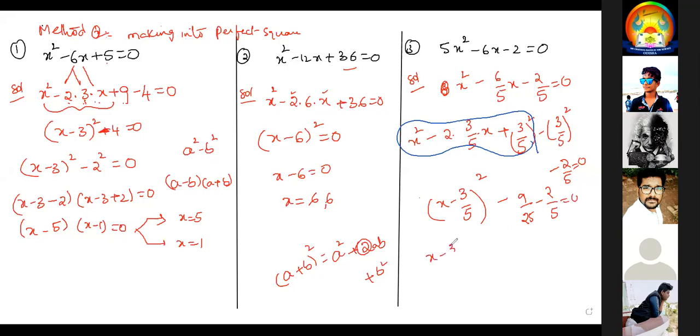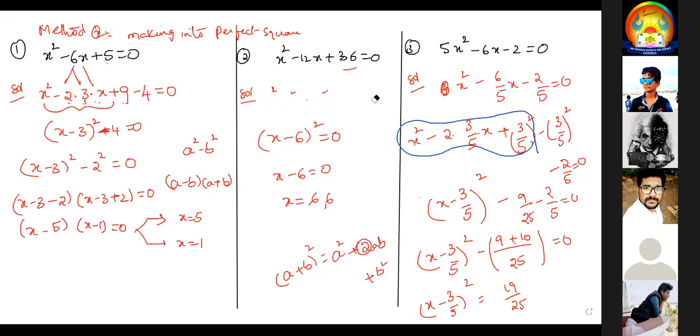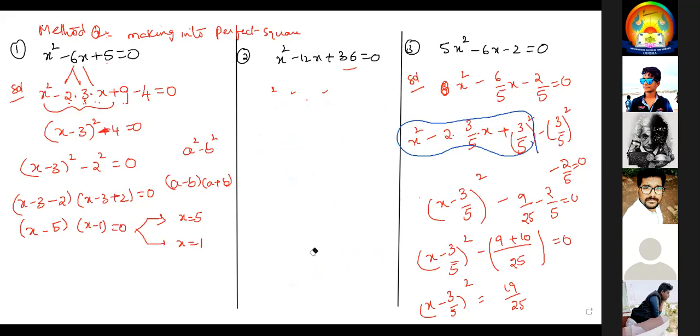It is (x minus 3 by 5) whole square minus, 25 is the LCM, if you take minus common, 9 plus 10, equal to 0. So that's it: (x minus 3 by 5) whole square is equal to 19 by 25. If you take out the square, so I'm erasing here. Since this question is very simple, I'm using this space for the continuous solution.